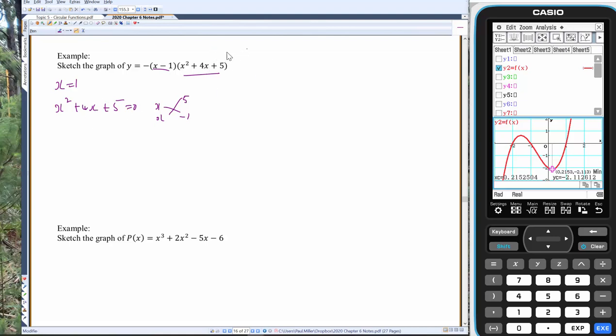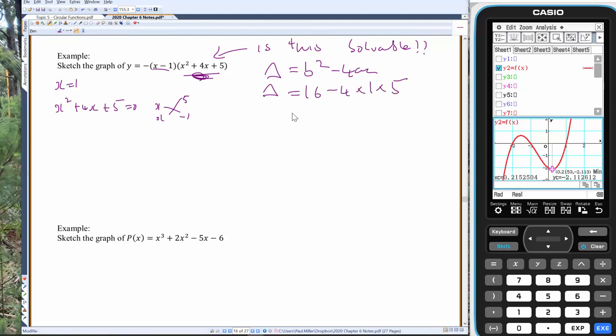Is this solvable? I don't know. So what I'm going to do is throw the discriminant check at it. Discriminant equals b squared take 4ac, and remember that tells us whether a quadratic function has solutions, and actually it won't. Discriminant is b squared, which is 16, take away 4 times 1 times 5 equals 16 take 20 equals -4. So this doesn't have any solutions. So it's only got the one solution, and that happens at 1.